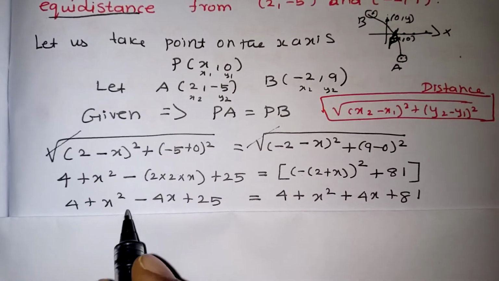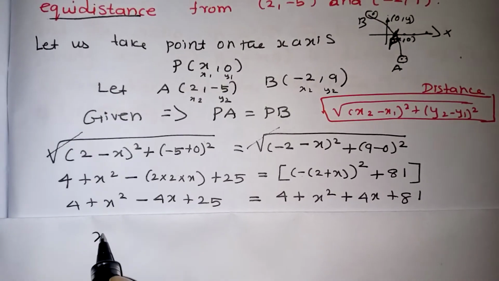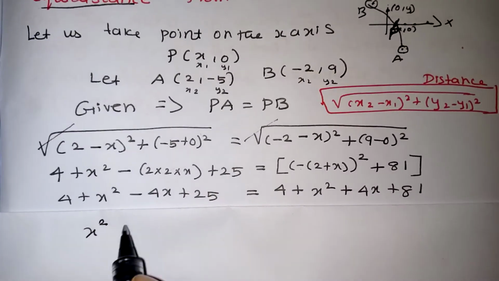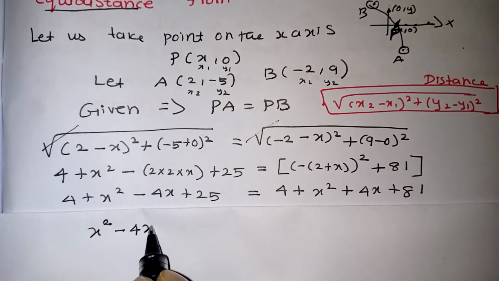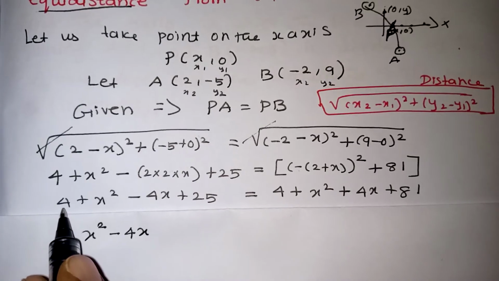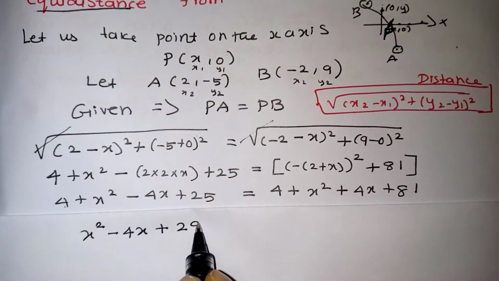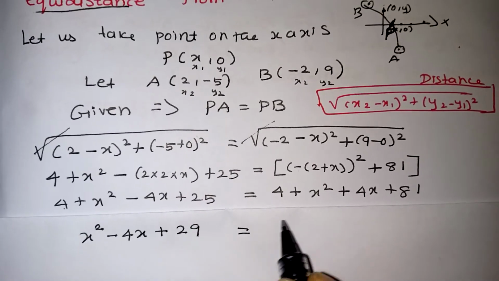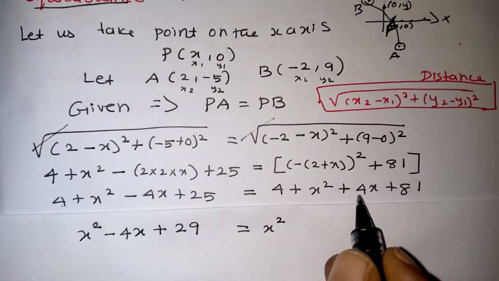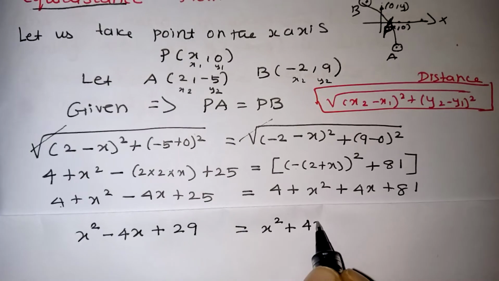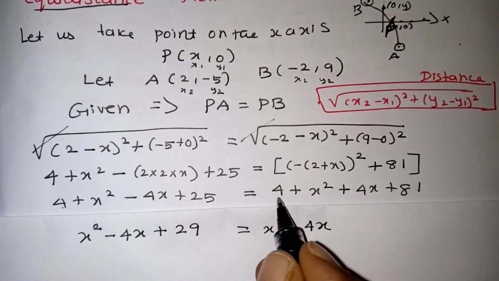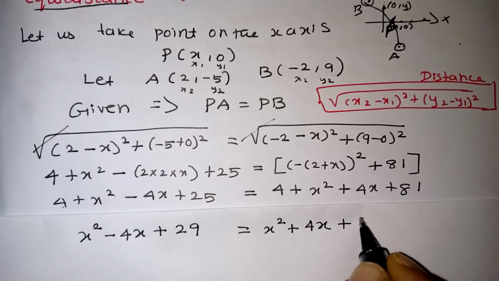Now let's do the simplification. Here only x squared term, so let's write as it is. Only x term, only one term 4x. Numbers here we have plus 4, here we have plus 25. When we are adding, plus 29 will be coming. This side only one x squared term, so only one x term, let's write as it is. 81 plus 4 will be 85.